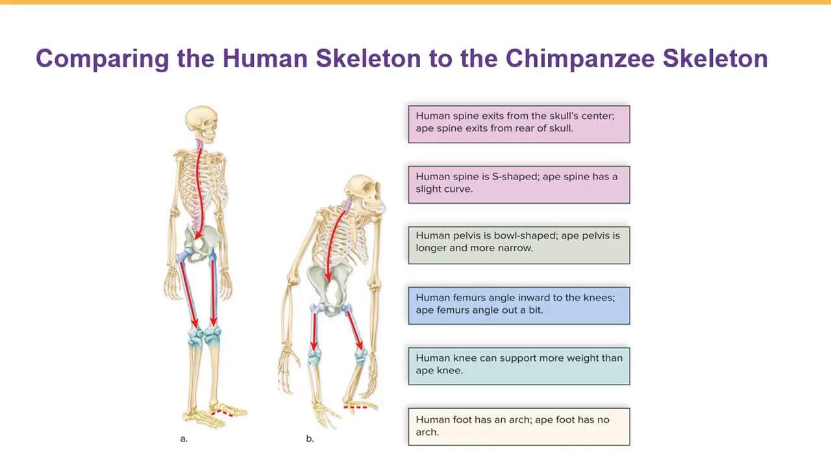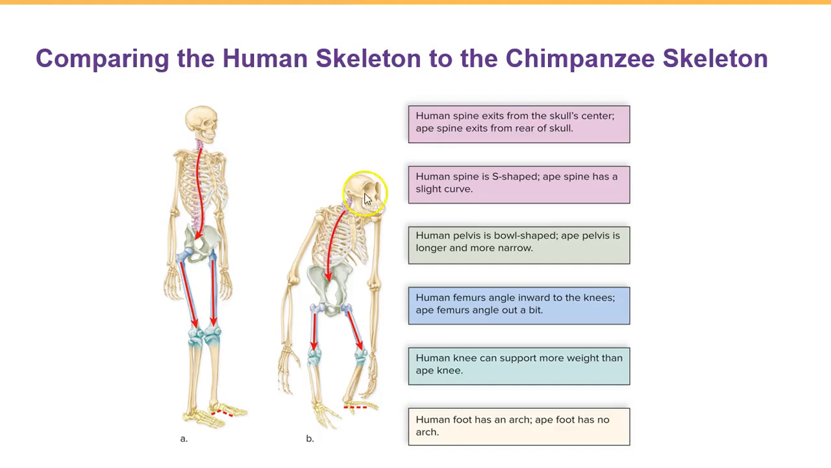Now let's compare the human skeleton to a chimpanzee skeleton. These differences help us understand how humans are adapted for bipedal walking. First, look at the spine. This red line, which in humans exits from the center of the skull, but in the ape, it exits from the back of their skull. This helps humans balance when standing upright.